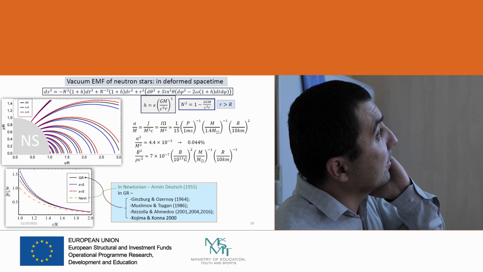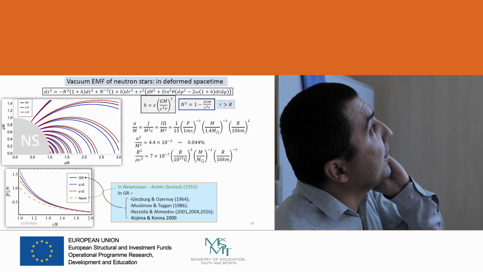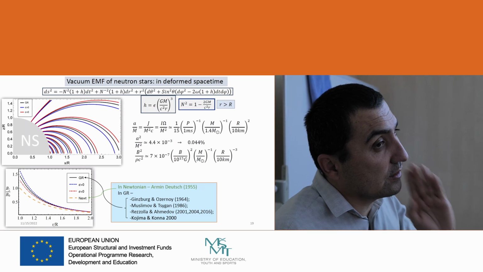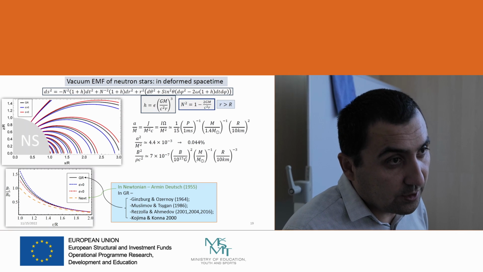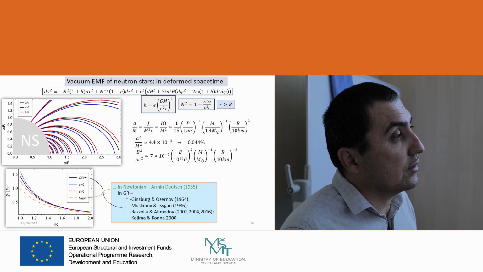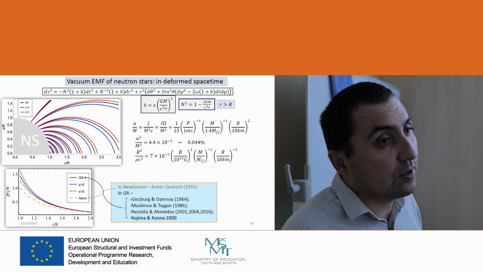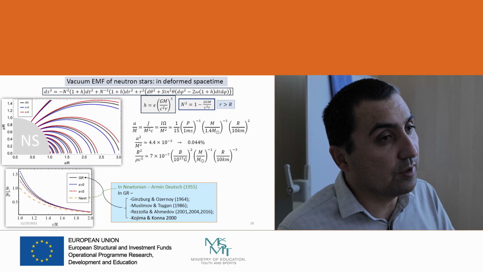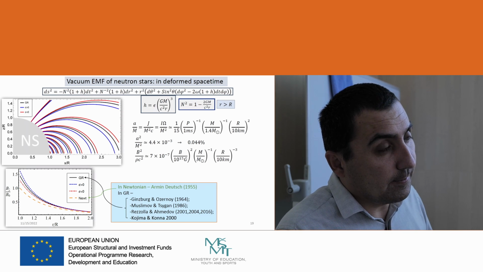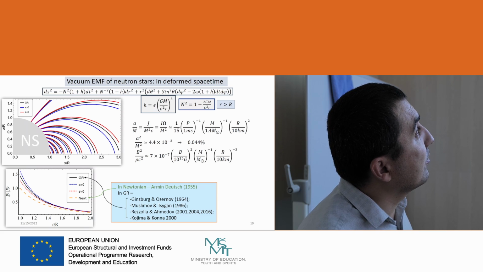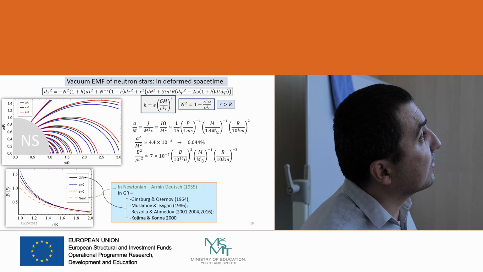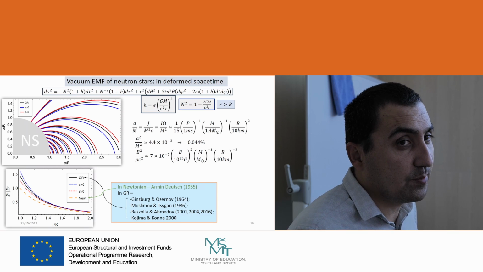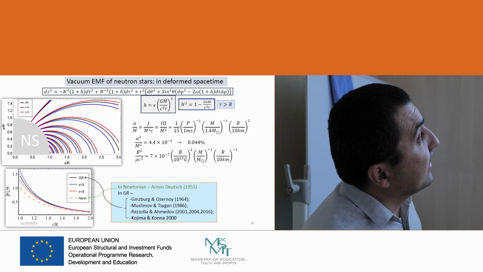Here I show my results, which were obtained in the Johannsen-Psaltis solution. It is not an exact analytical solution of the Einstein field equation or some field equation in modified gravity, but it is a parameterized solution, which includes some small perturbation to the space-time with the deviation parameter.